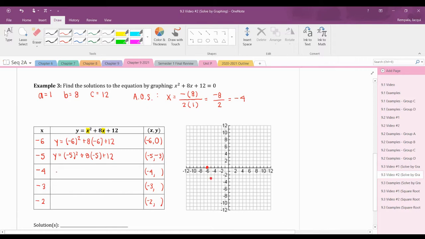Now I'm going to move on to negative 4. So we'll have negative 4 quantity squared plus 8 times negative 4 plus 12. So if I type that into the calculator, looks like we'll get negative 4. So negative 4 means we move 4 to the left. Then negative 4 means we move down 4.